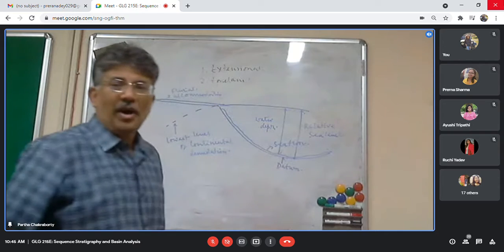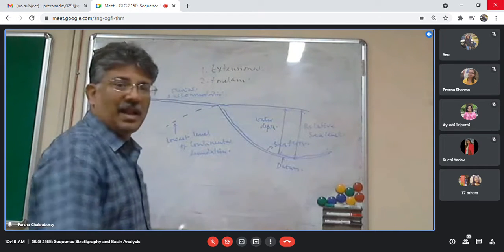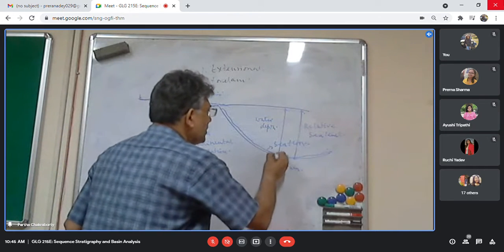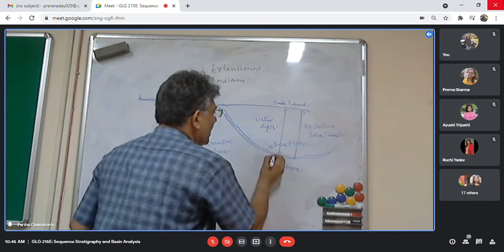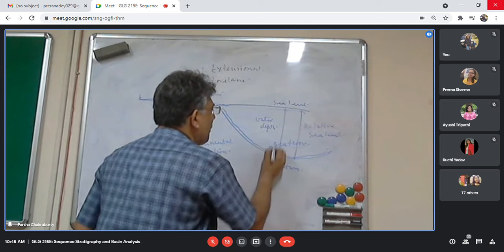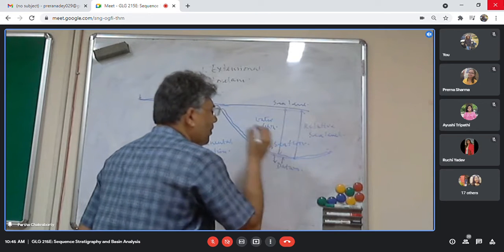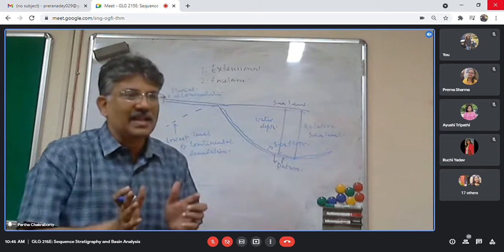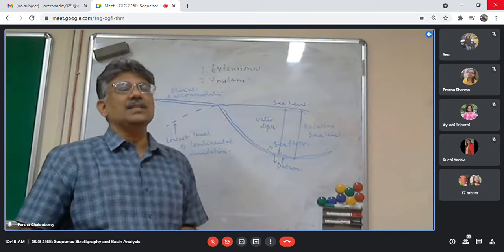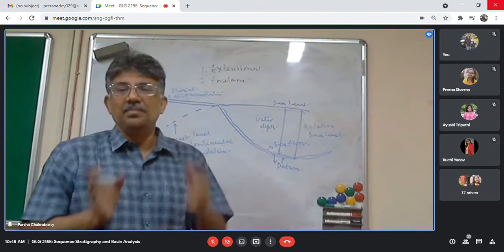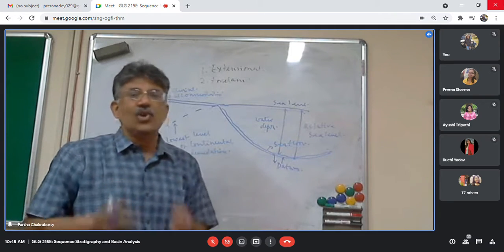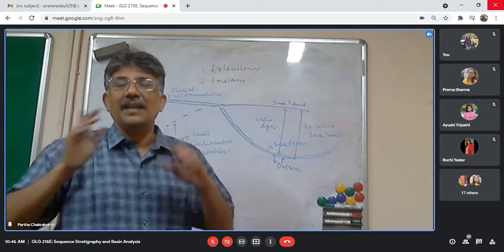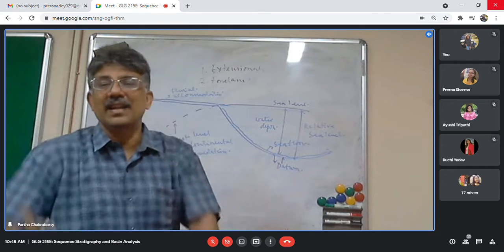So when we talk about the relative sea level, we talk about the response of datum with respect to sea level. That whether the datum and the sea level are approaching one another or they are going away from one another. If they approach one another, that means accommodation is decreasing and you are getting an uplift. If they are going away from one another, you are basically getting a subsidence or a rise in the sea level, and that is actually when you get the transgression.